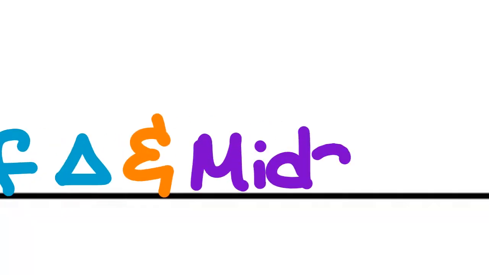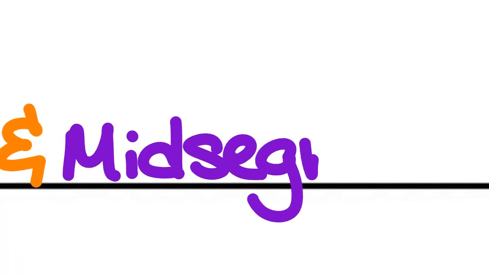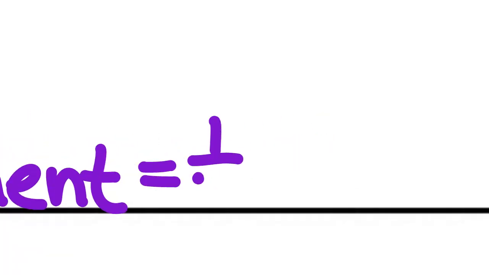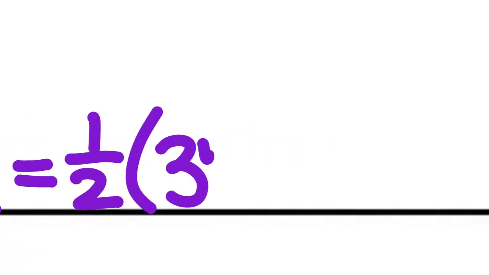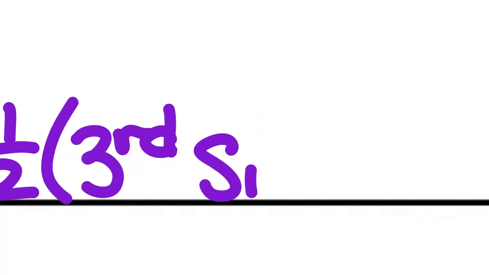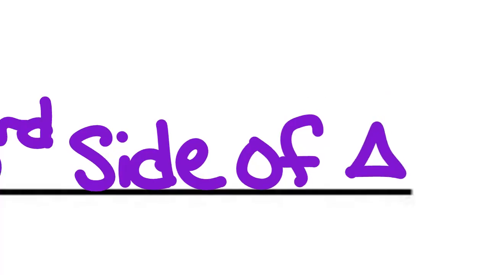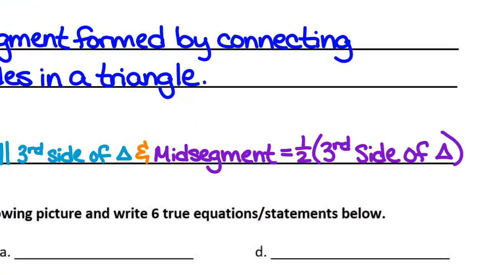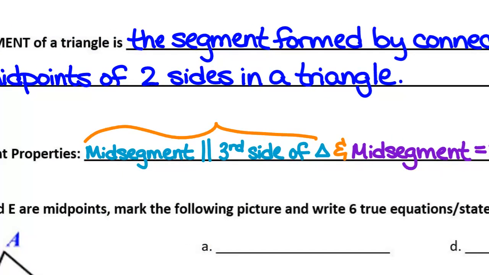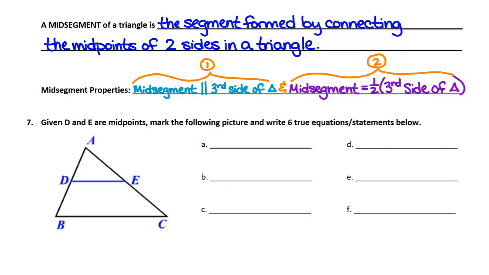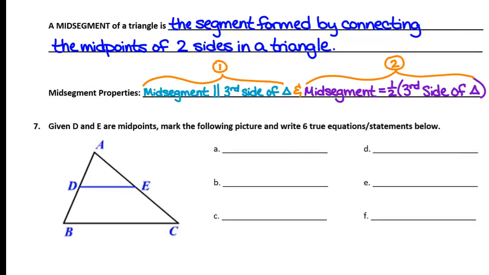and the midsegment is equal to half of the third side of the triangle. Yep. So it is parallel and it is half. So two important properties. Here's our first property, that it's parallel. And here's our second property, that it's equal to half that side, the side that it does not touch.